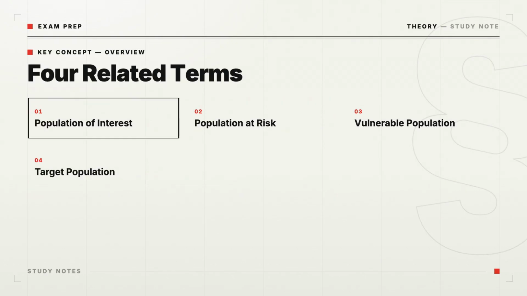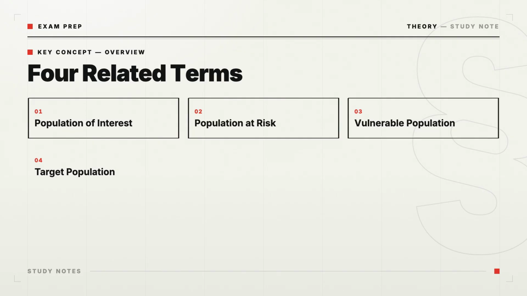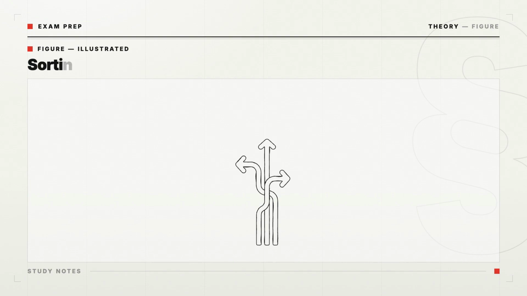Two more terms complete the set. Vulnerable population describes social, economic, or political disadvantage, not clinical status or age. Target population simply names whoever a program selects to receive it, which is about scope, not health.